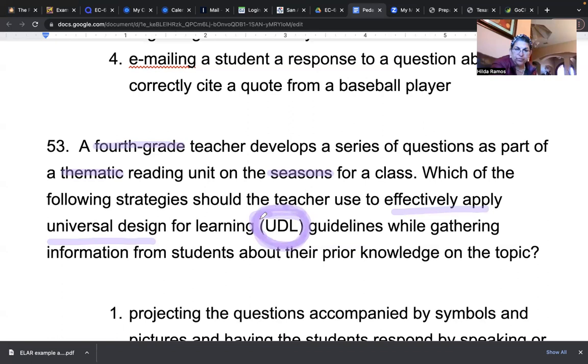Information about their prior knowledge. We want to check their prior knowledge on the topic, on this thematic reading unit. So we're going to need to do two things. The answer choice is going to have to effectively apply universal design learning guidelines and help gather information about the student's prior knowledge. It must do both.